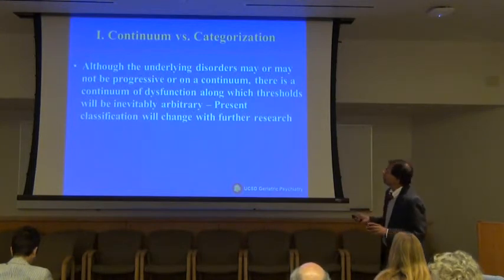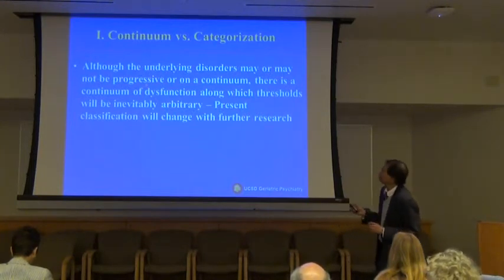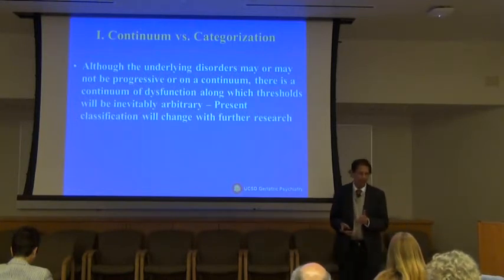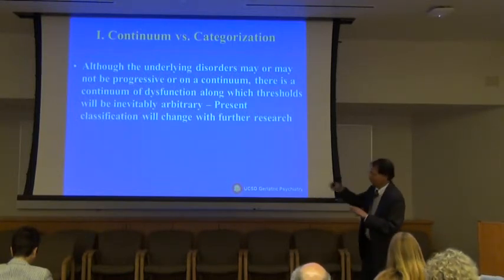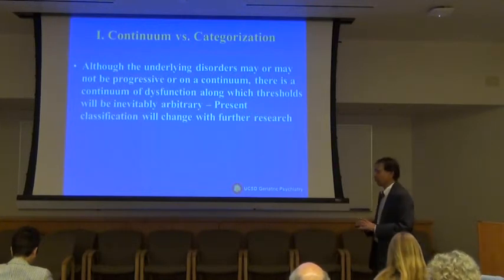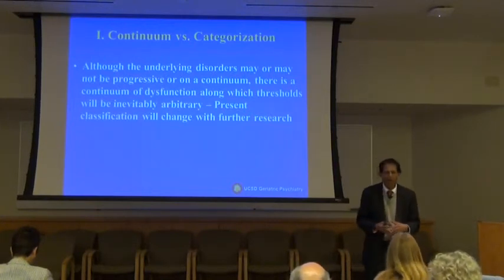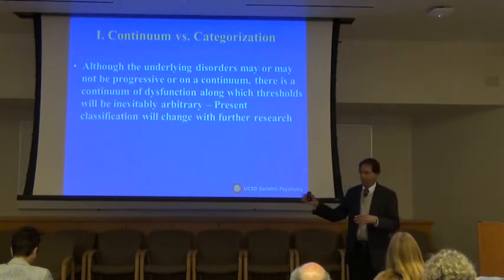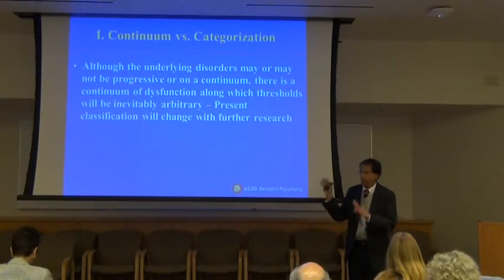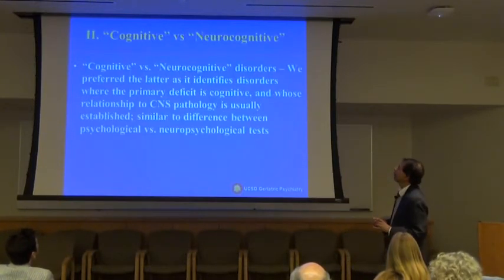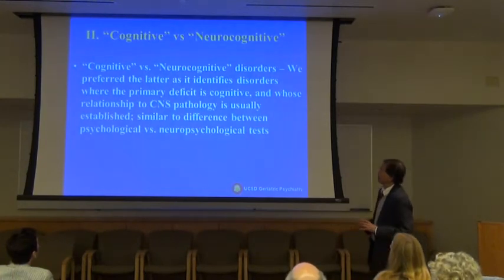The other, obviously the downside of categorization is that you use cutoffs which are arbitrary. And I will talk about that when I talk about the neurocognitive. So the hope is that in future we will have a really good way of characterizing the impairment on a continuous basis, and then we can do away with these categorizations. We are not there yet. Cognitive versus neurocognitive.